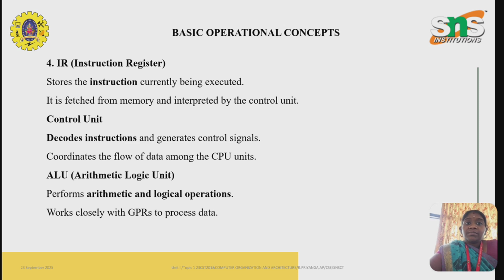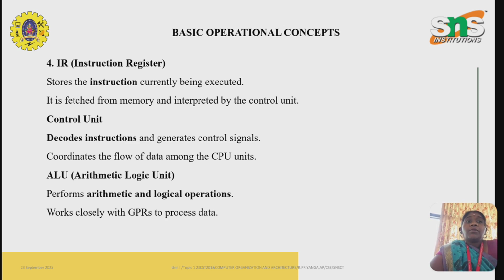The IR register stores the instruction to be executed, which is fetched from the memory and sent to the control unit. The control unit decodes the instructions and generates the control signals, and also coordinates the flow of data among the CPU units. ALU performs the arithmetic and logical operations, and also works closely with the GPRs. GPRs are general purpose registers used to process the data.